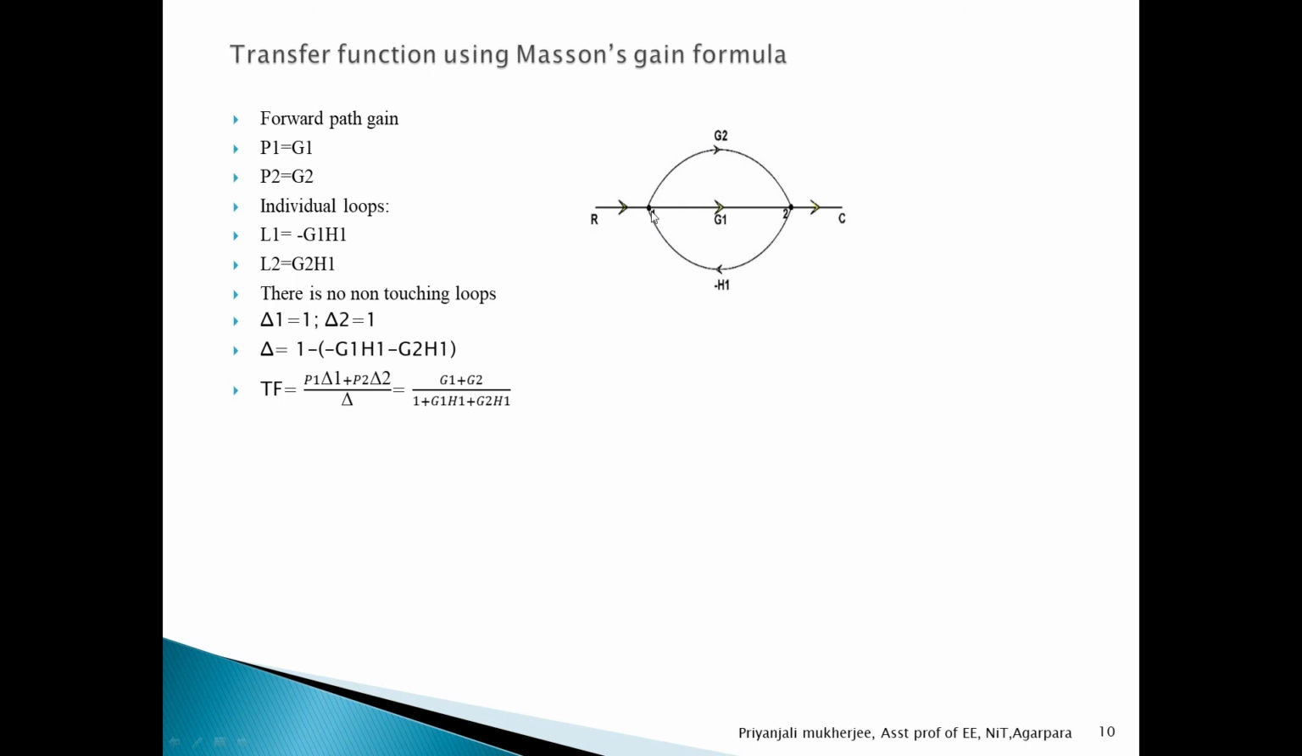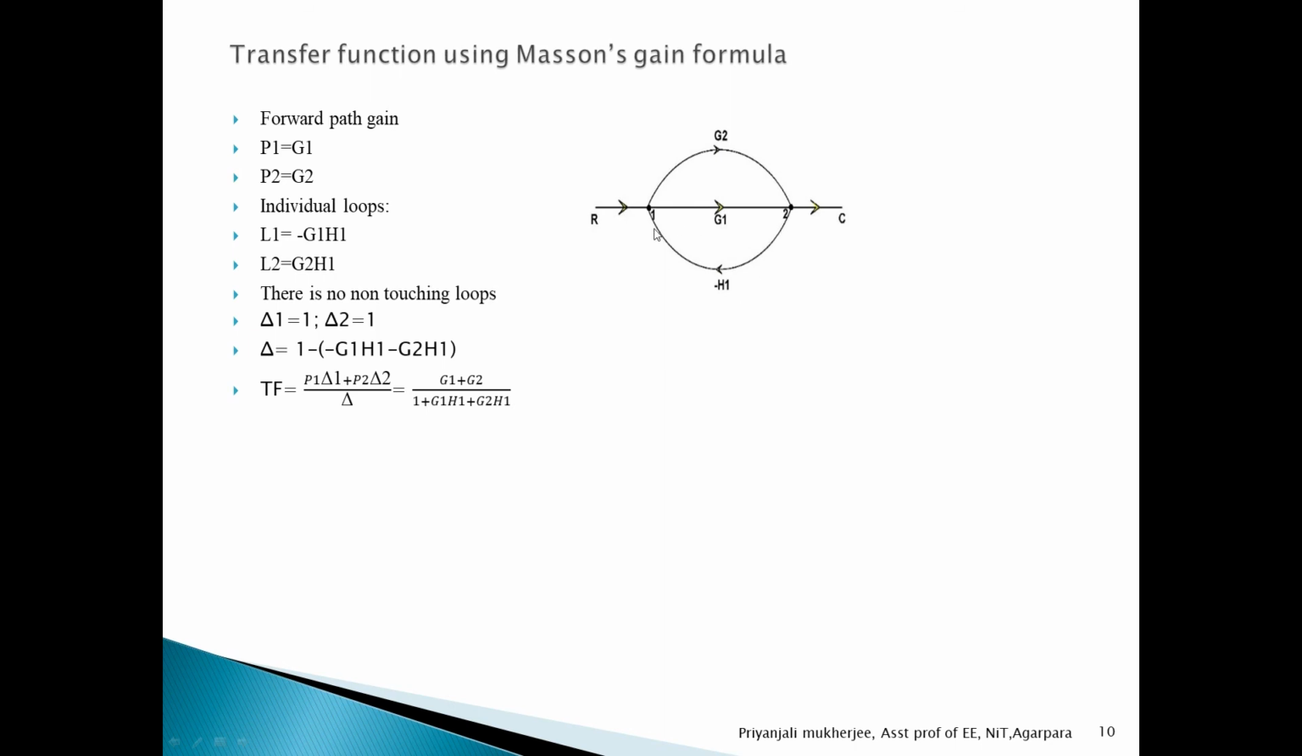Next we have to identify the loops. There are two loops, one is G1 into minus H1 and another is G2 into minus H1. There are no two non-touching loops because both loops share node 1 and node 2 as well as the common branch minus H1. Next we calculate delta 1, which means no loop is present that is not touching the first forward path, because both loops touch the first forward path on G1. The same applies for delta 2, and both delta 1 and delta 2 are equal to 1.